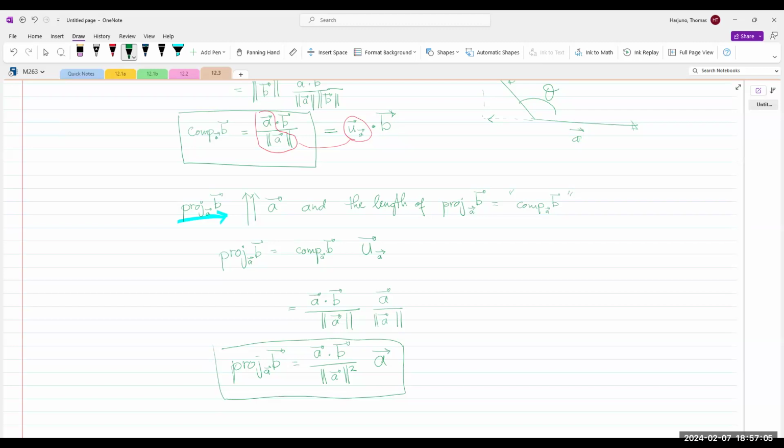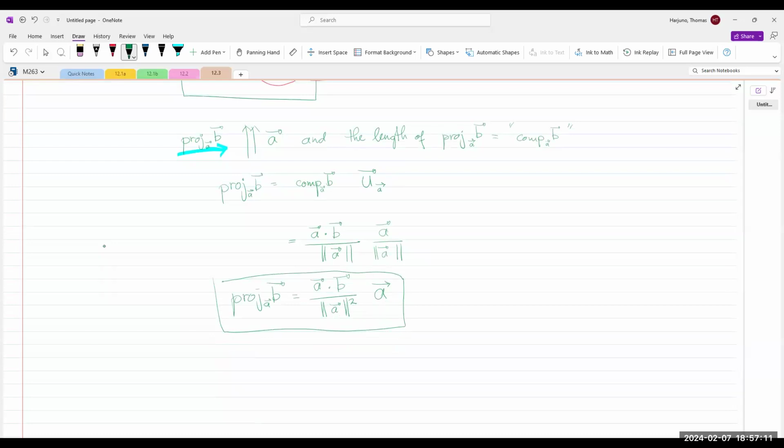Examples. Suppose we have vector A equals 2, -3, 4, and vector B is -3, 4, 1. The magnitude of A, I wonder if you can do it fast enough. Square root of 29, right? You find out how I do it. And then magnitude of vector B is square root of 26.